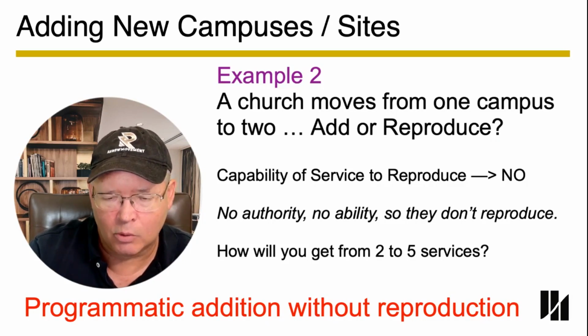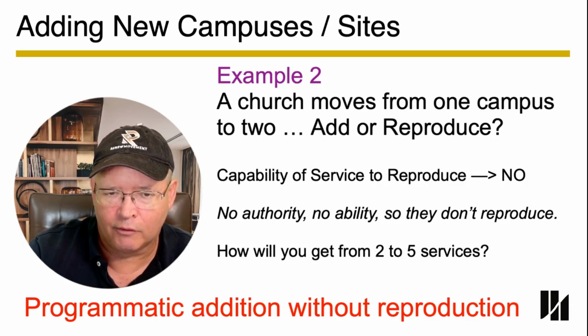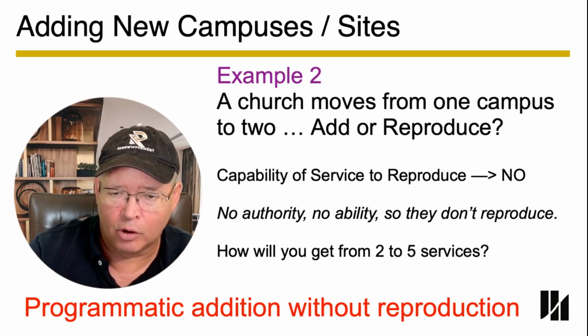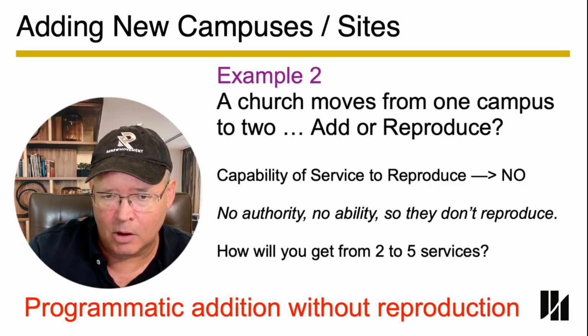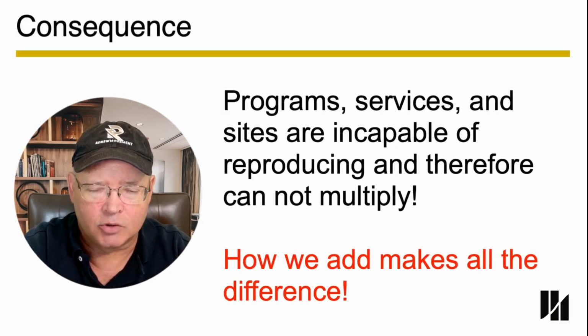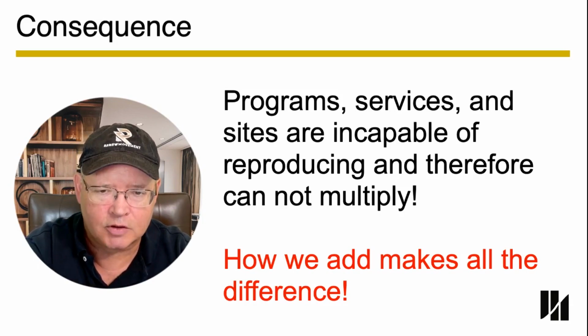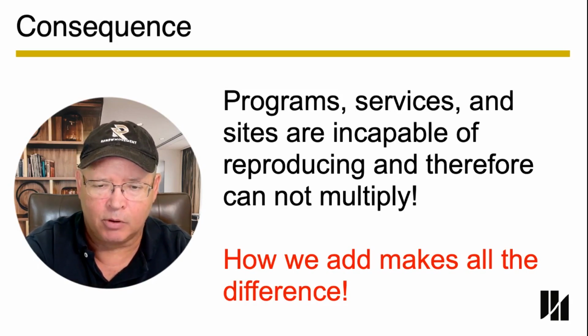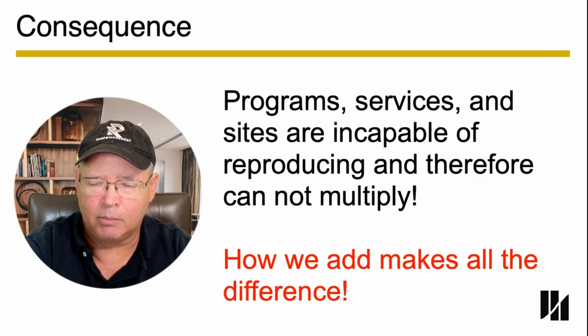Same question, how will we get from 2 campuses to 3 to 4 to 5? It's going to be through programmatic addition. That's how it's done in the U.S. church. So we see in most cases the expression of campus is programmatic addition without reproduction. I just want to say again, programs, services, and sites, all inanimate things, are incapable of reproducing and therefore can't multiply. How we add makes all the difference.